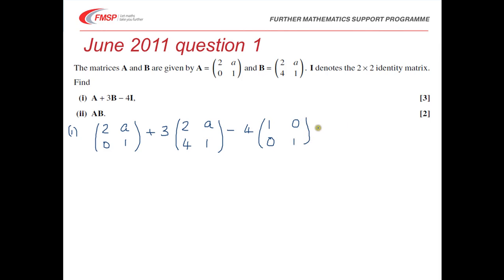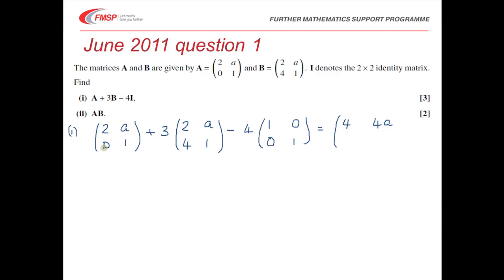So if we do that, then just very carefully remembering that we can add or subtract matrices as long as they have the same number of rows and columns, and then we just take each respective element. So we have a 2 here and a 6 take away a 4, so 2 plus 6 minus 4 is going to give us 4, and then a plus 3a is 4a minus 0, so we have a 4a there.